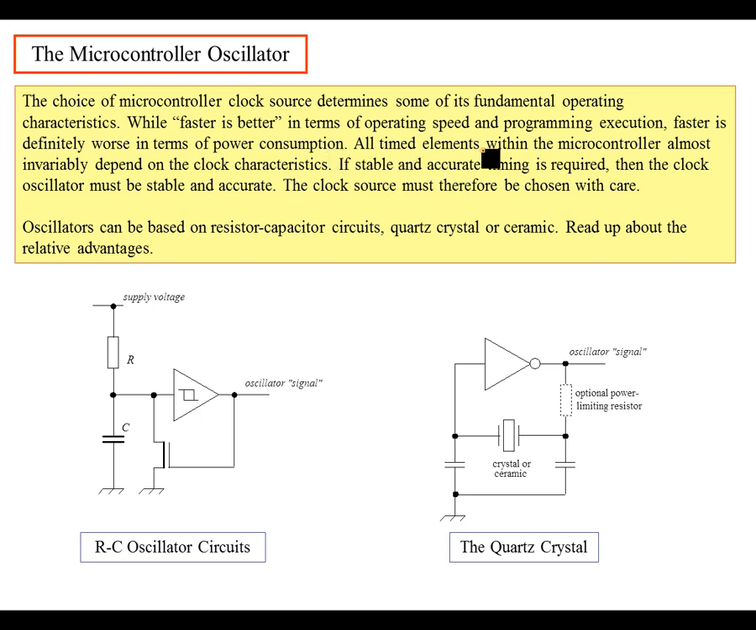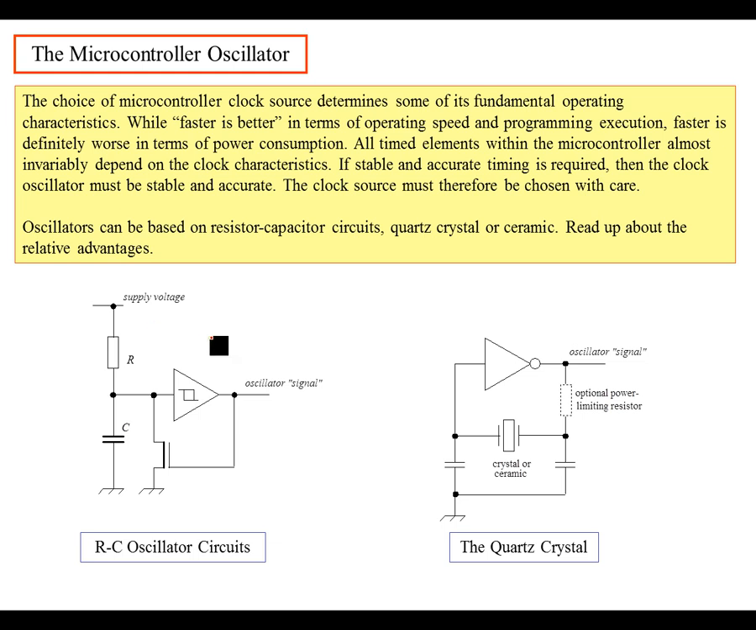All the timed elements within the microcontroller almost invariably depend on the clock characteristics. If stable and accurate timing is required, then the clock oscillator must be stable and accurate. The clock source must therefore be chosen with care. So let's look at two common oscillator circuits.